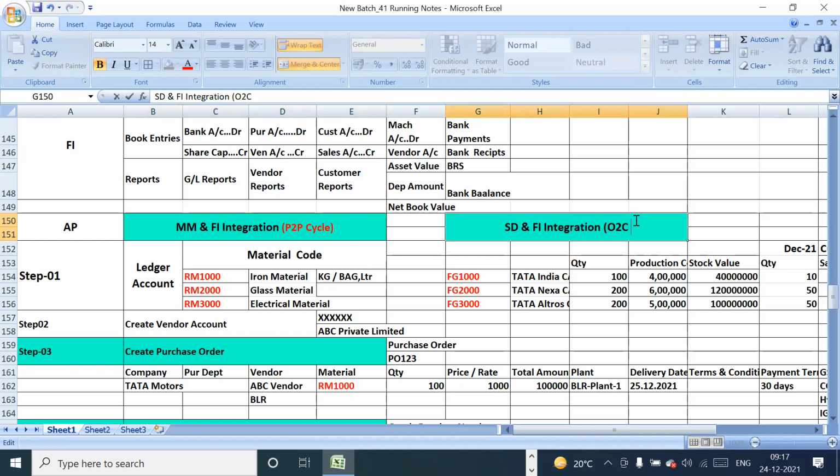And this, we can call it as an O to C cycle. Order to cash. Order means here sales order. For customer, we are going to raise the sales order, then finally we are going to receive the collection. Okay.